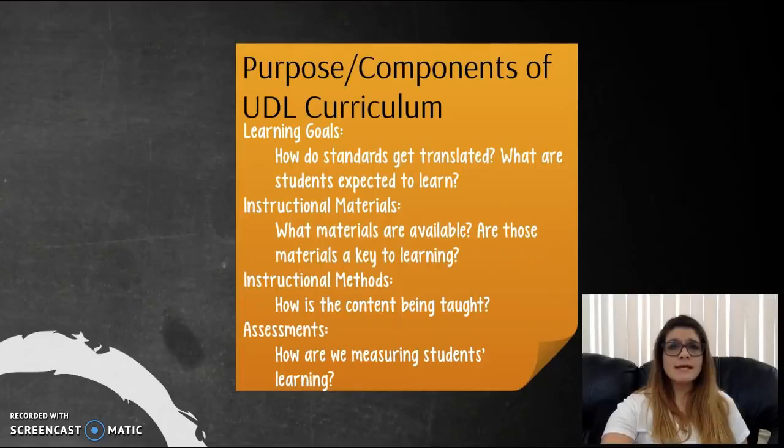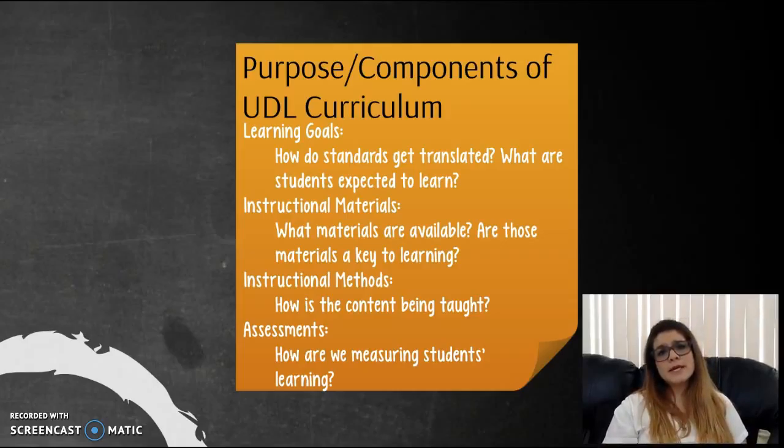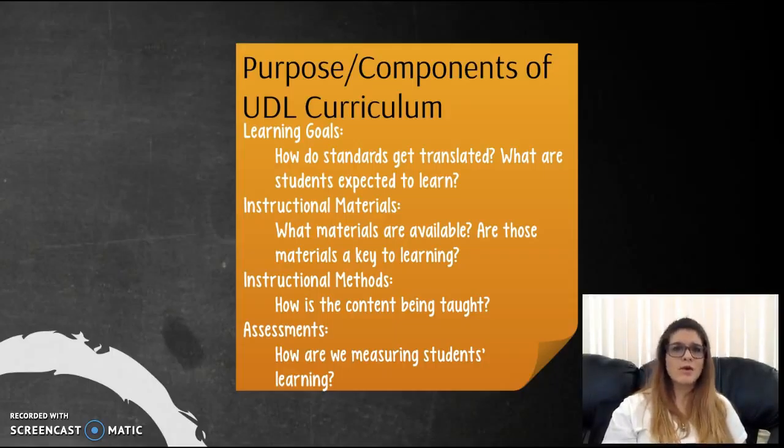Next, the purpose and the components of the UDL curriculum. There are 4 main components. The first one is learning goals, and all of these are really interrelated. The goal is the primary thing which a lesson begins with, but then the other 3 components that we're going to go through do follow that goal directly. So there is the ultimate goal, but these are the steps that will follow to achieve the goal.